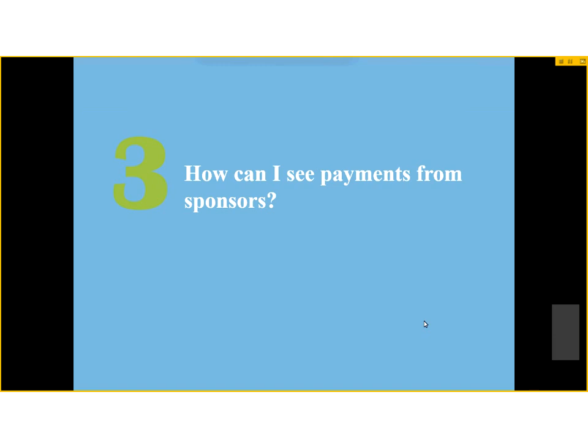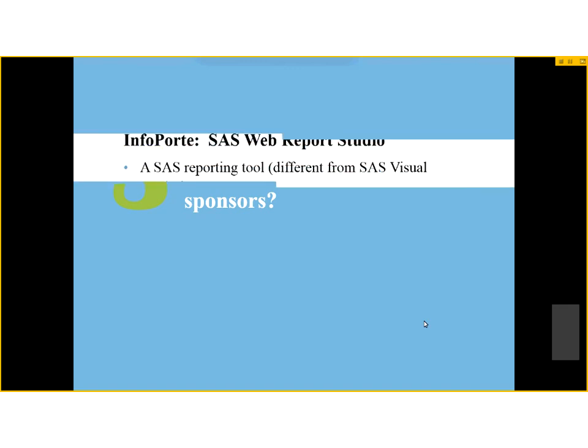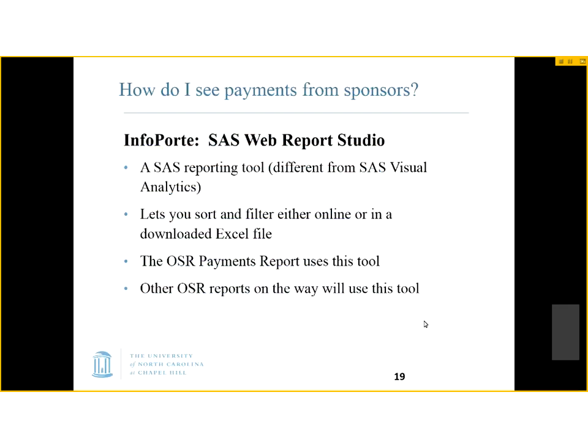All right, the next point is, how can I see payments from sponsors? And by payments from sponsors, I mean the sponsor of the overall grant. We're talking NIH or the federal government or the North Carolina state government. That's a sponsor. What we have to give us this information, which is kind of new, is a report called the OSR Payments Report.